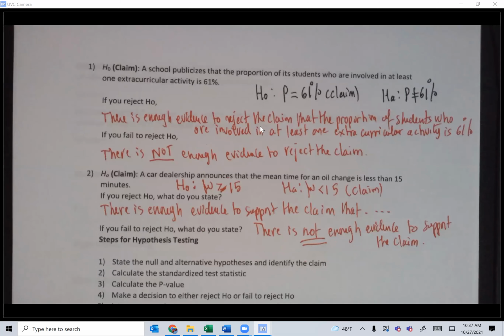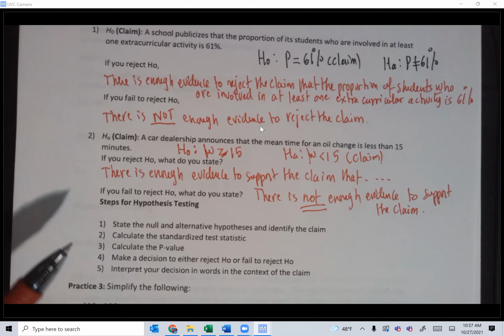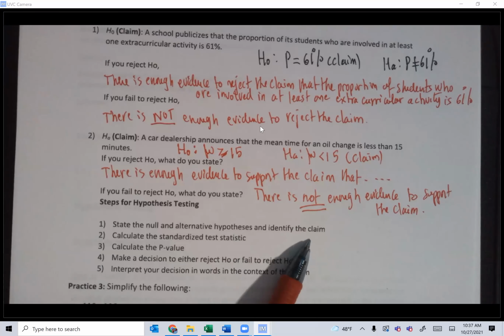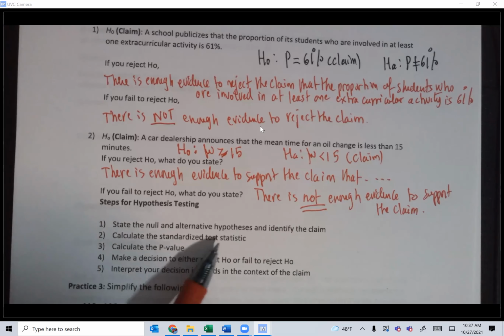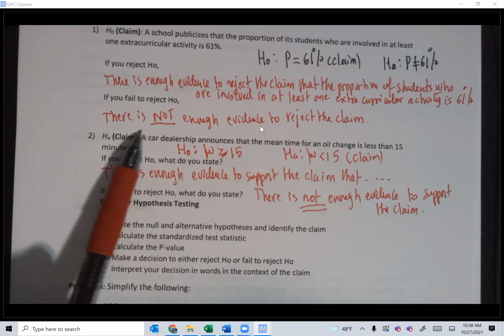Finally, these are the 5 steps that I'm going to perform to do a hypothesis test. First of all, we're going to state the null and the alternative hypothesis and identify the claim. Then we're going to transfer the data from the sample to a z-score. Then we're going to use the z-score to calculate the p-value. And based on the p-value, guys, if the p-value is less than alpha, we're going to reject H0. And if the p-value is more than alpha, we're going to fail to reject H0. That's number 4. And number 5, guys, we're going to write the conclusion in the context of the claim, which is this. There is enough evidence, there is not enough evidence, etc.